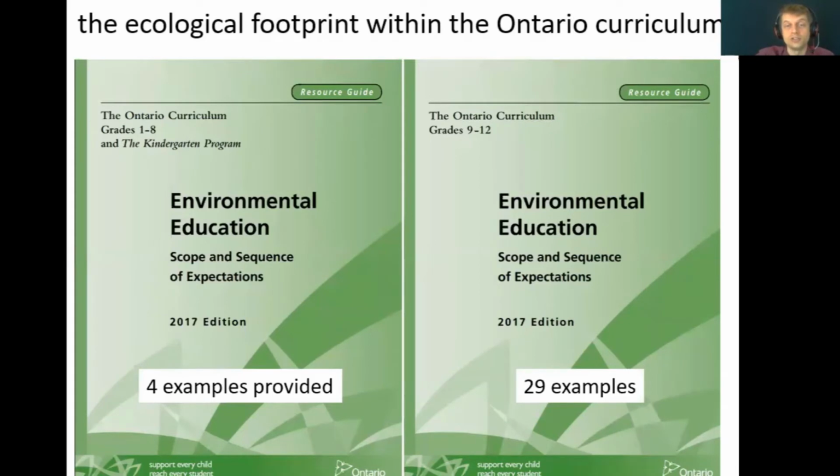There are many other organizations that have provided additional information as to how you can set up, let's say, an activity or lesson plan.